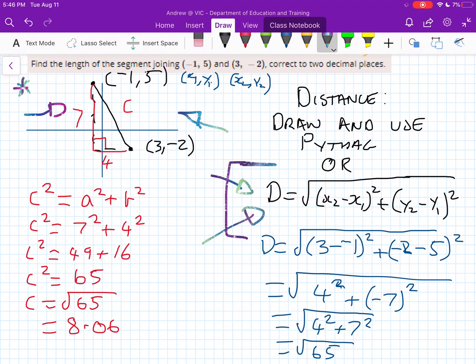Just remember that if you are given how long it is and you need to find one of the other values, you can do this either way as well. It's just about substituting the right values in. If you're given the distance, instead of c squared, that might be an actual value, and you need to work out how far up or down it has gone, or left or right. So hopefully this helps with working out these problems, and good luck.